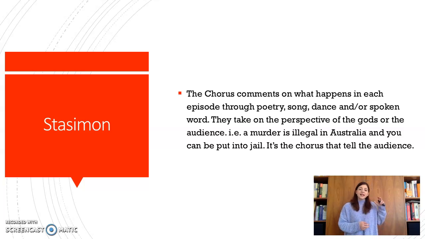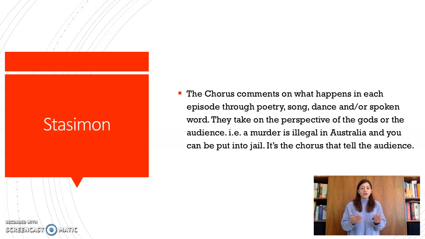Now, the chorus takes on the perspective of either what we call the gods, those are the Greek gods, or they take on the perspective of the audience. So, for instance, in Australia, we know that capital punishment is illegal. So we can't kill someone because they've done something wrong. In other countries, however, like America, it is perfectly legal in some states for that to happen.